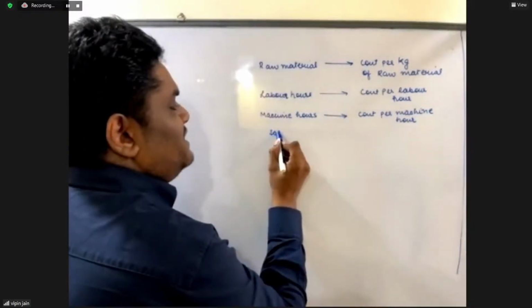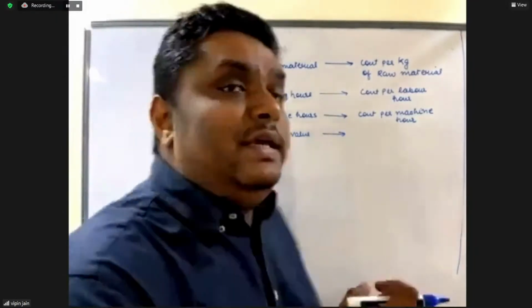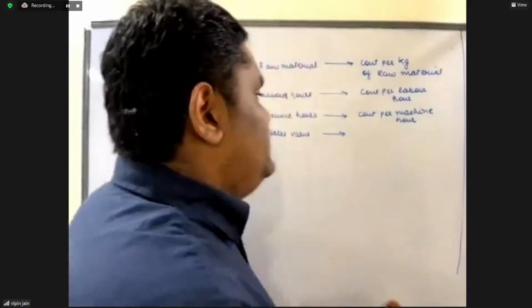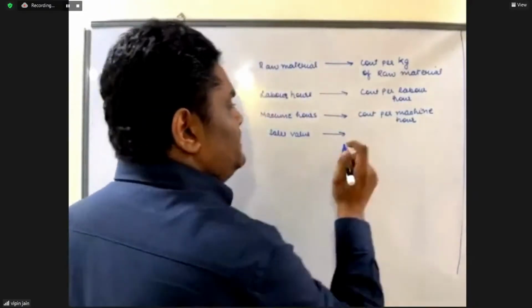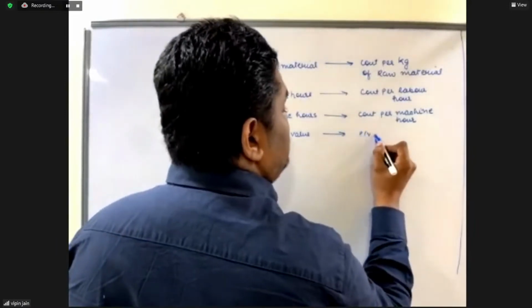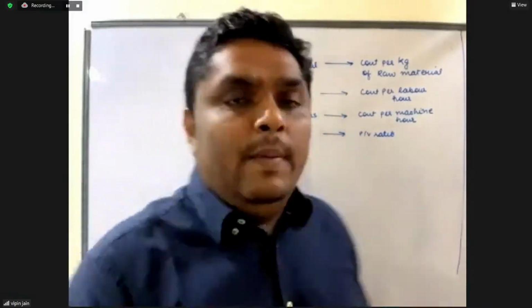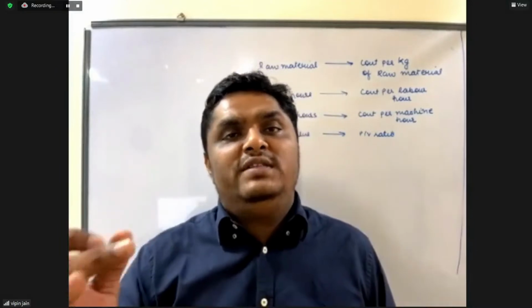Further, if the sales value is the limiting factor, that is, we cannot make sales of more than this many rupees, then again our decision will be based on PV ratio. That is, the product with the highest PV ratio will be manufactured first and so on.